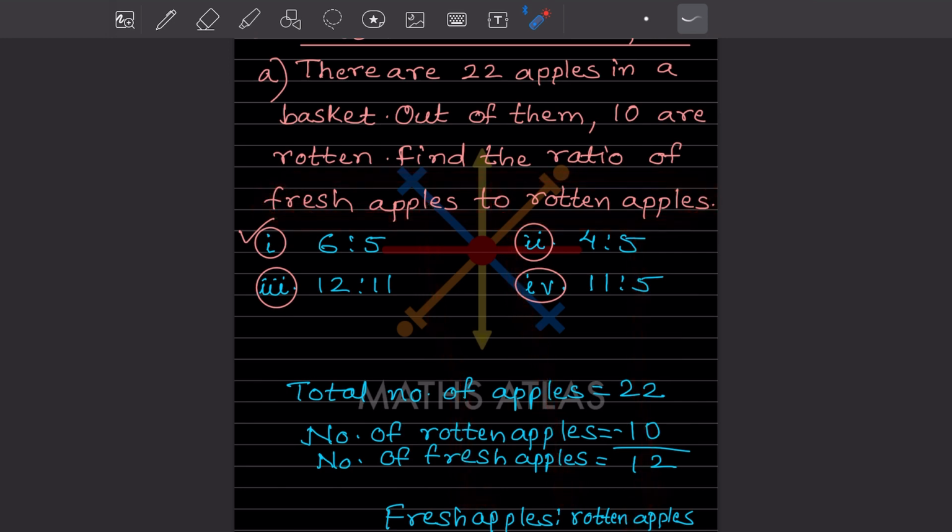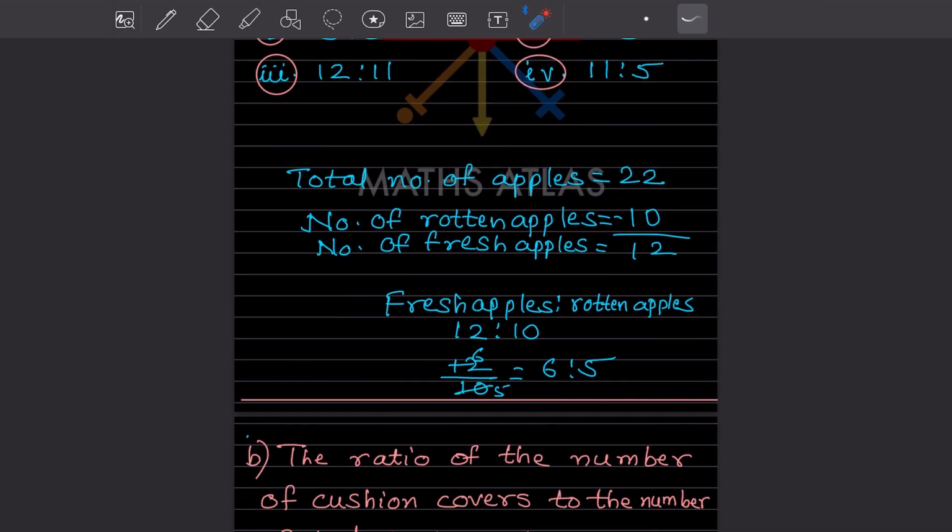So now you know from here, what is this? This is 12. These are fresh. And same this sign over here. And what is rotten? Rotten are 10. So what we can do here, this thing we can just divide it, 12 divided by 10.